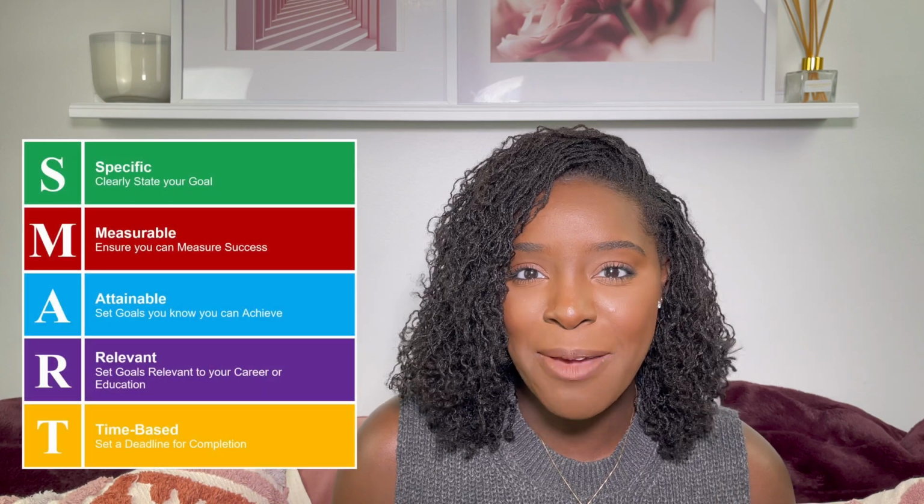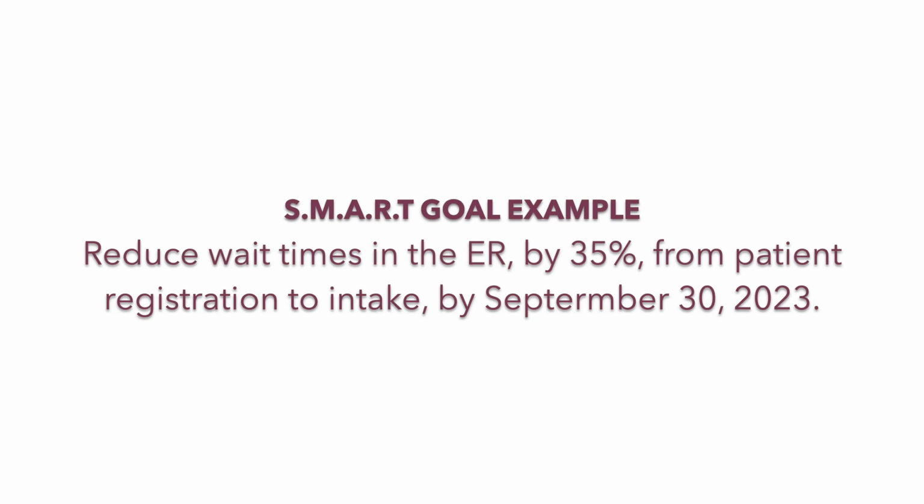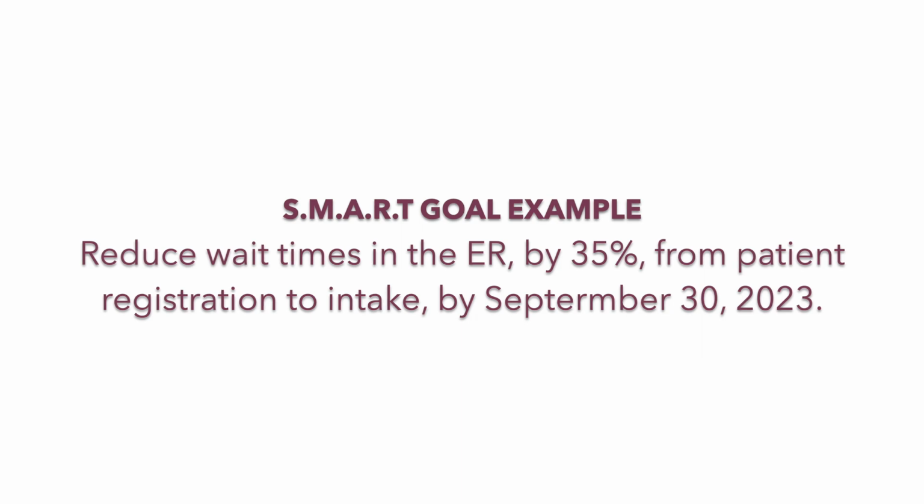One of the sections that helps you define the scope of your project is the SMART goal. I like to include a SMART goal right at the top of my project charter. When I say SMART, I mean that it is specific, measurable, attainable, relevant, and time-bound. It is a very clear objective statement that tells you what we're trying to accomplish, by when, and how we're going to measure that. If you're in healthcare like me, here's an example of a SMART goal: Reduce wait times in the ER by 35% from patient registration to intake by September 30th, 2023.